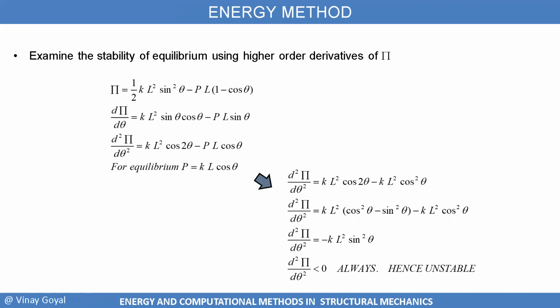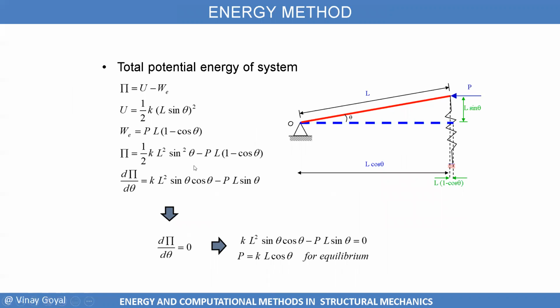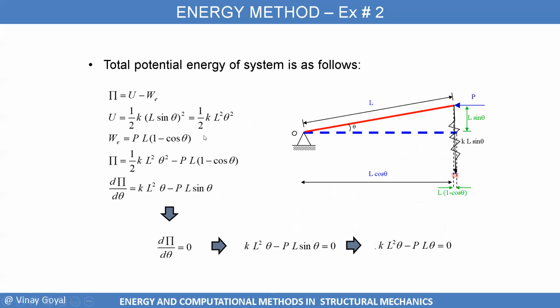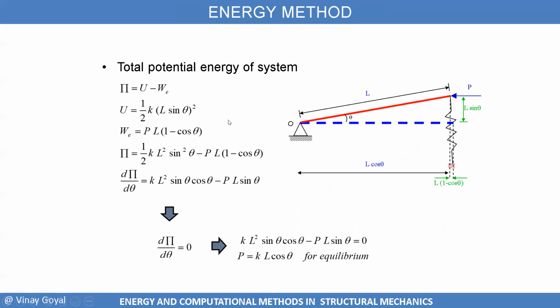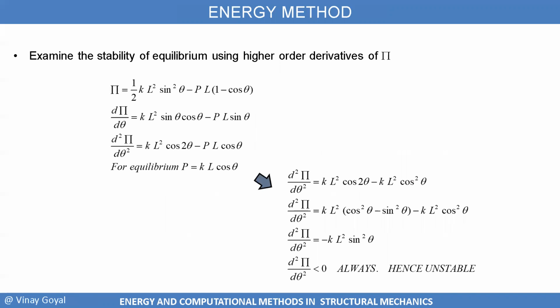But I want to really look at the higher order derivatives, looking at large deformation analysis, not making those assumptions I made earlier where I set sine theta close to theta. I want to do it with a large deformation analysis because it gives me more information. So I will do that. I know pi is this, the derivative of pi with respect to theta is this, the second derivative of pi with respect to theta is this. And for equilibrium, we know that P equals KL cosine theta. So you can plug that in here. And when I plug it in, I get that all this is minus KL squared sine squared theta.